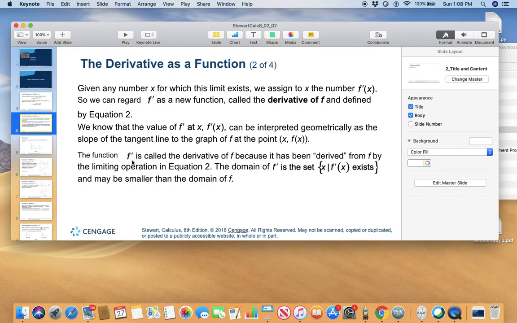The function f prime is called the derivative of f because it has been derived from f by the limiting operation. The domain of f prime is the set of all those x's where f prime exists. So notice, the domain of f prime need not be the same as the domain of f. In fact, it may be smaller than the domain of f, because not only do you want f of x to exist, you want f prime of x to exist.